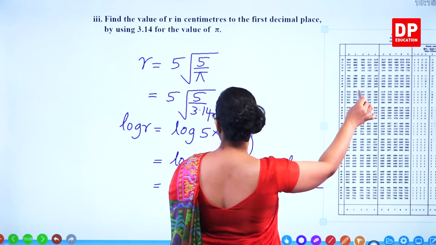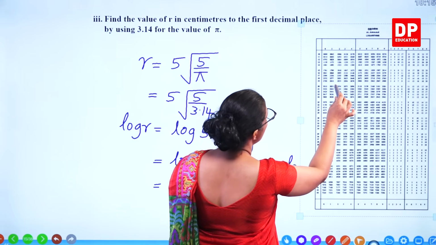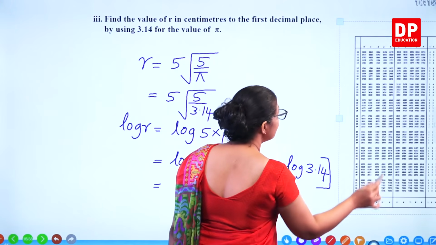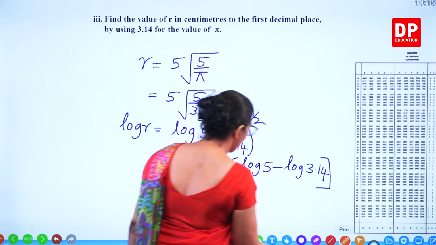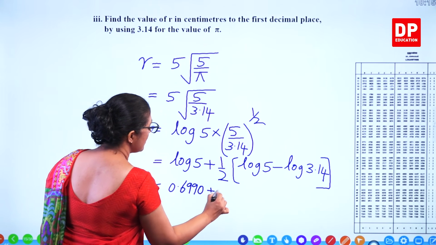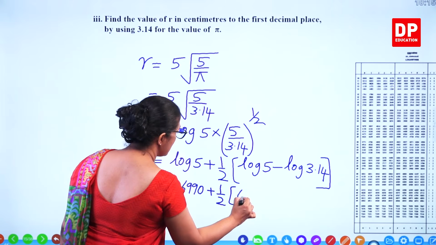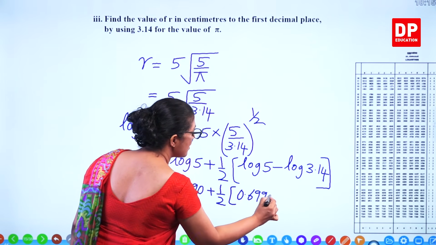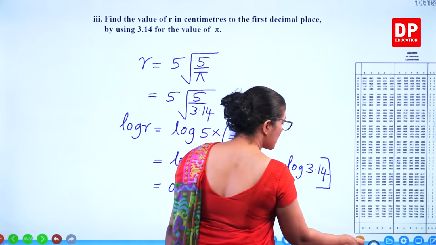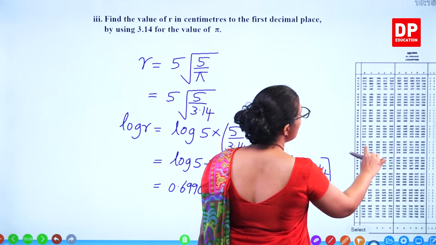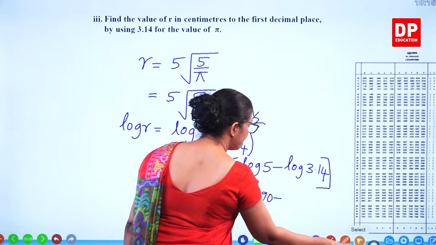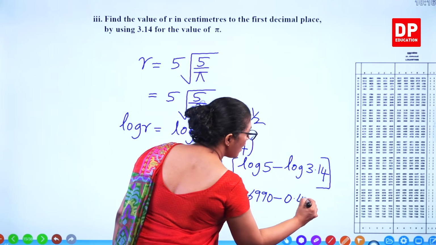Now we'll see. First we need log 5. So 50, .6990. Here the same value, .6990. Then 31, 4. So what is 31, 4? 31, 4, .4969. Again, .4969.